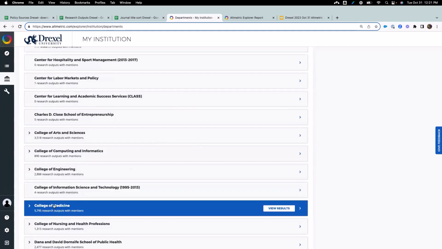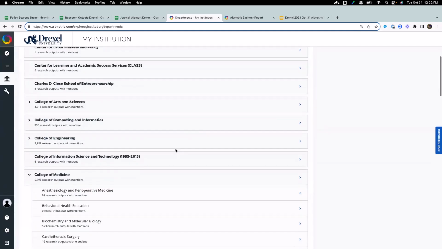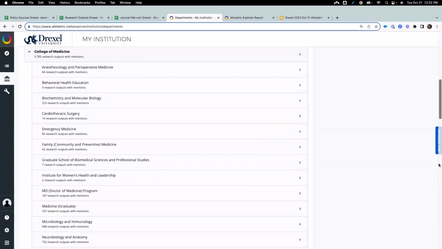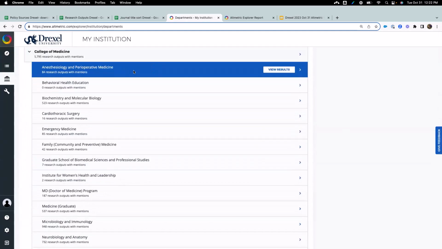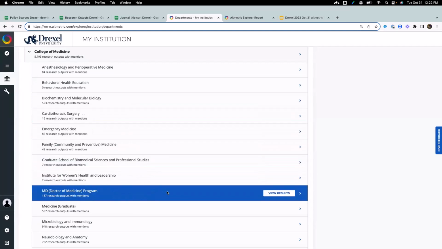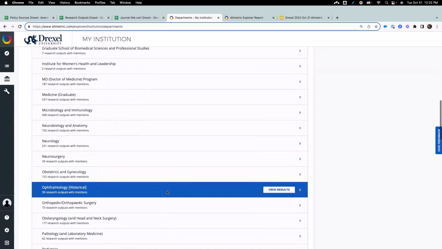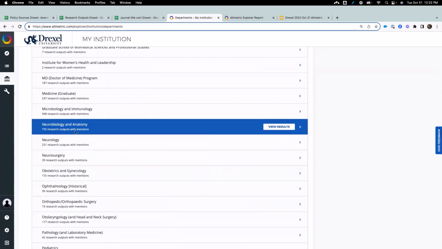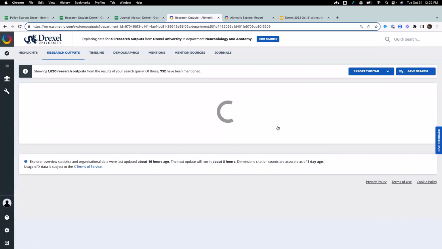So for example, here, the College of Medicine has done a lot of research. And if there's a little arrow here, you can further filter that. So if you want to see, okay, anesthesiology, there's 84 pieces of research that we're tracking. Biochem and molecular has 523. And let's see what else has a good amount. So there's quite a bit here in neurology, neurobiology, and anatomy. So if we want to see those results, we click on view results.